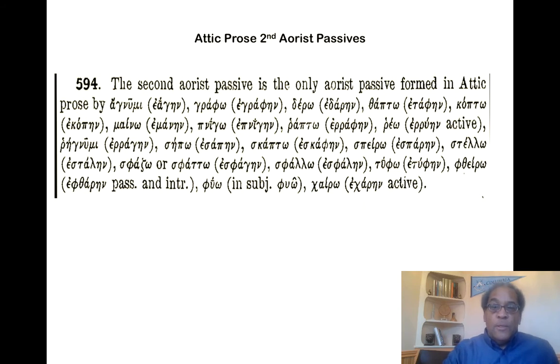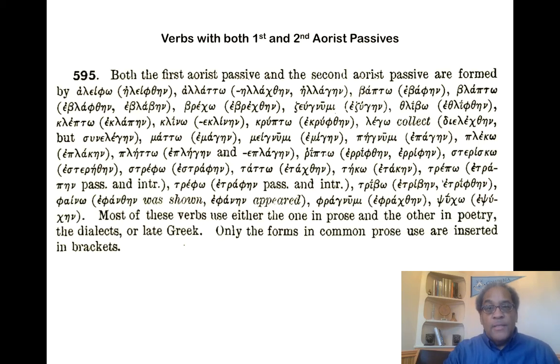Now Smyth gives you these two wonderful sections where he shows first where the second aorist passive is the only aorist passive formed in Attic prose, and gives you a list of verbs there. I'll go over this list in detail in a subsequent video. And likewise, in section 595, he gives a list of verbs that show both a first aorist passive and a second aorist passive. And he goes on to tell you that most of these verbs use either the one in prose and the other in poetry, dialects, or late Greek.